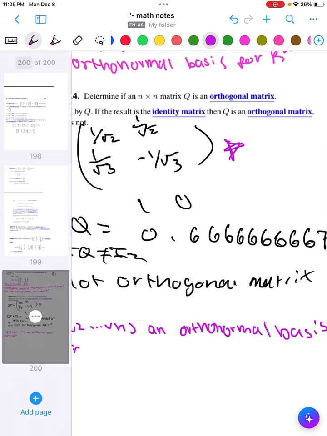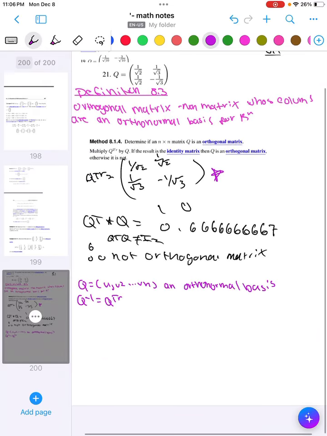With vectors 1, 0 and 0 and decimals. And since multiplying the transpose of Q by Q is not the identity matrix, since there's not a 1 in each column, therefore Q is not an orthogonal matrix.